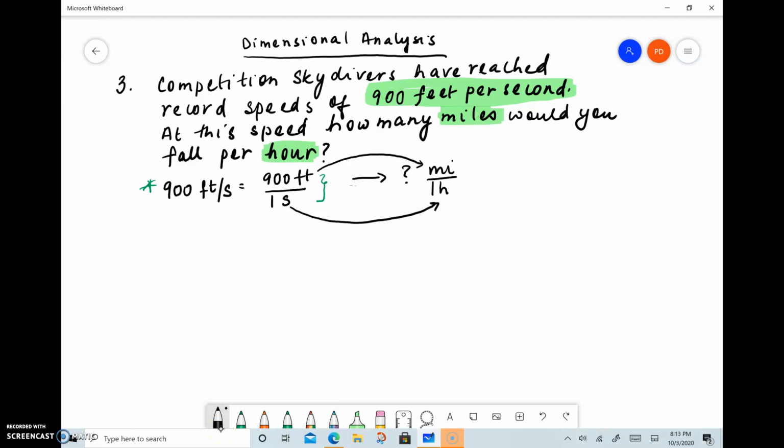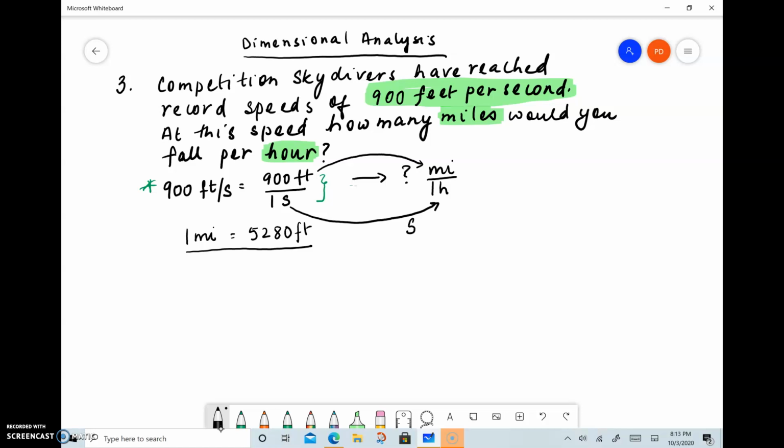Now, as I always say, refer to the handout that's given. Do not Google the conversion equations. So the handout says 1 mile is equal to 5280 feet. So that's a simple conversion, just one equation. It's a one-step conversion. Now we need to change seconds to hours.